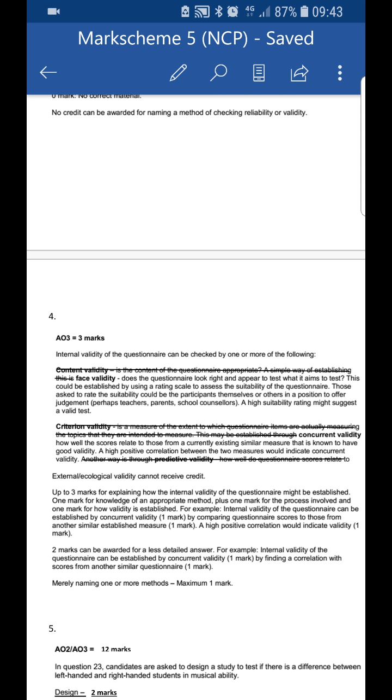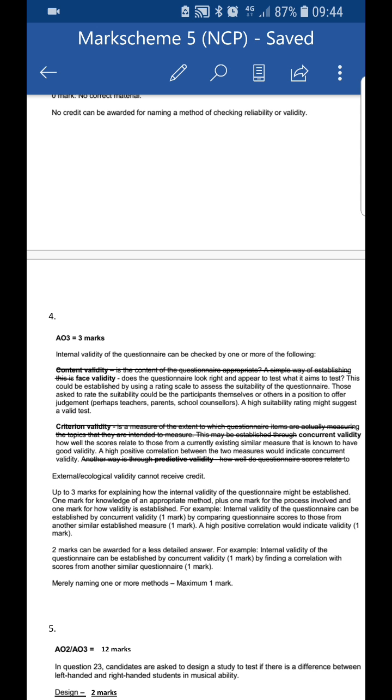So what you needed to be talking about really was either using face validity or using concurrent validity. Now, the best answers probably did both of those. So they were saying things like you would look at the questionnaire and check whether or not it looked like it was a suitable measure of, I think it was happiness. I've not got the stimulus in front of me right now, but a lot of students were getting credit anyway for saying, does the questionnaire measure what it sets out to measure? Does it measure what it claims to be measuring? And that was absolutely fine.